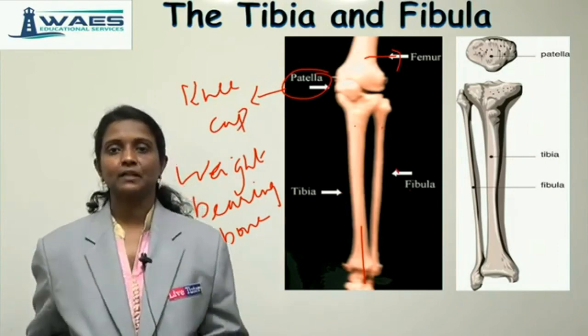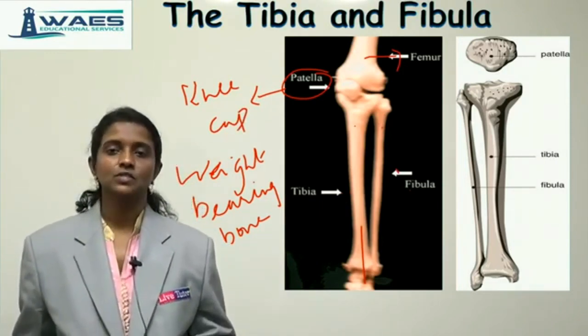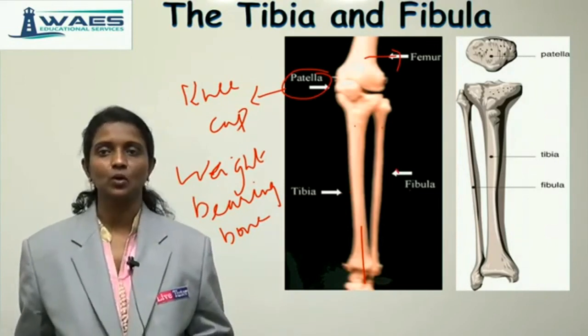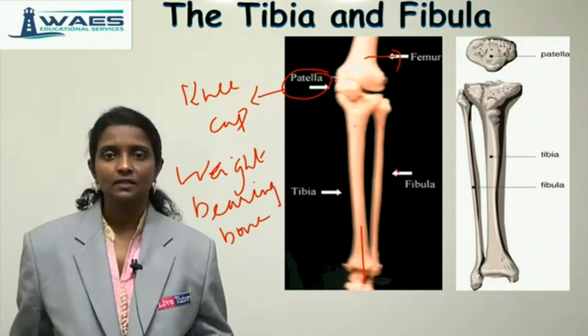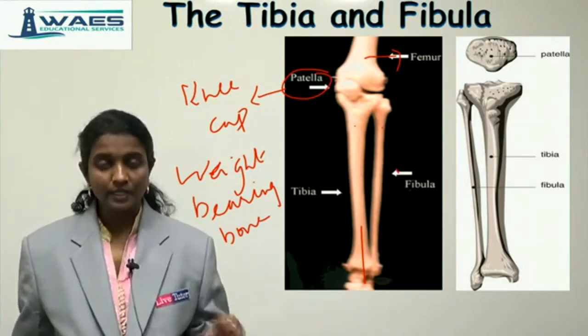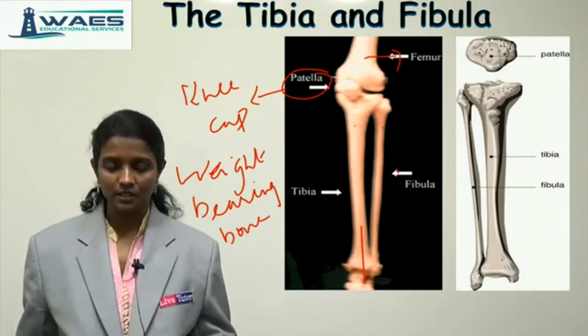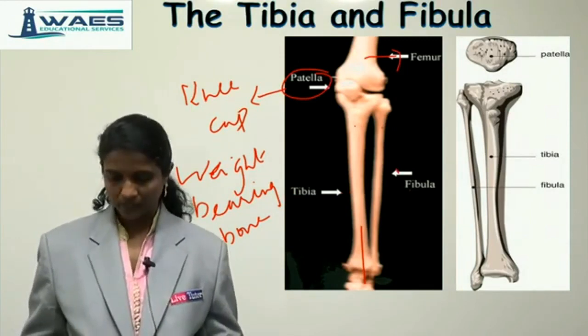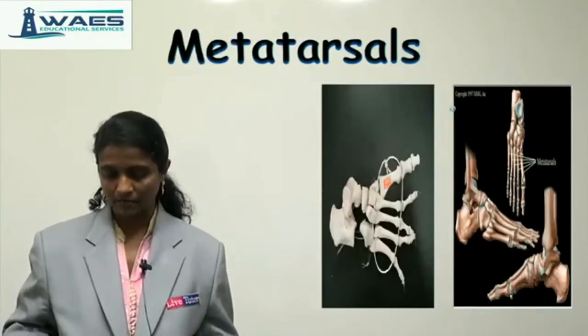Kneecap is patella. We do not have such a cap in the forelimb. Only the patella, which is made up of sesamoid bone, is present in the lower limb. In the upper limb we do not have a similar kneecap. So the kneecap or patella is present here, and then the weight bearing bone is tibia, then we also have the fibula. Then comes the foot, which has tarsal, metatarsal and phalanges.